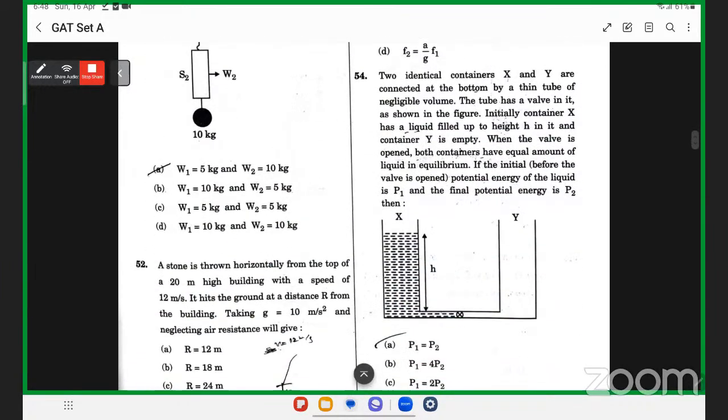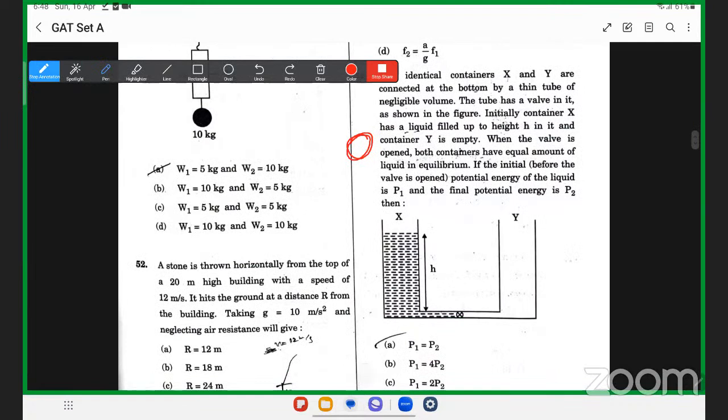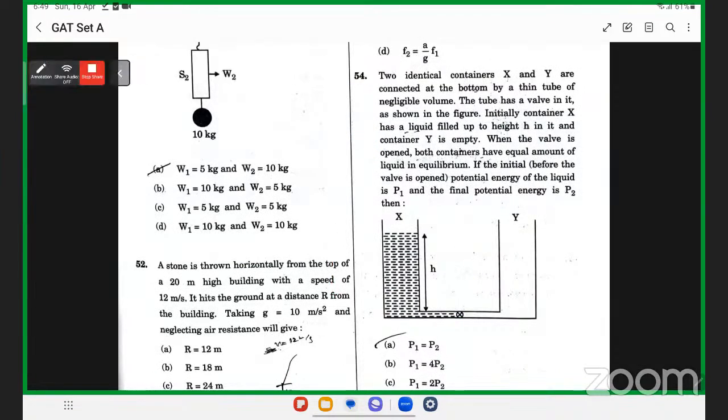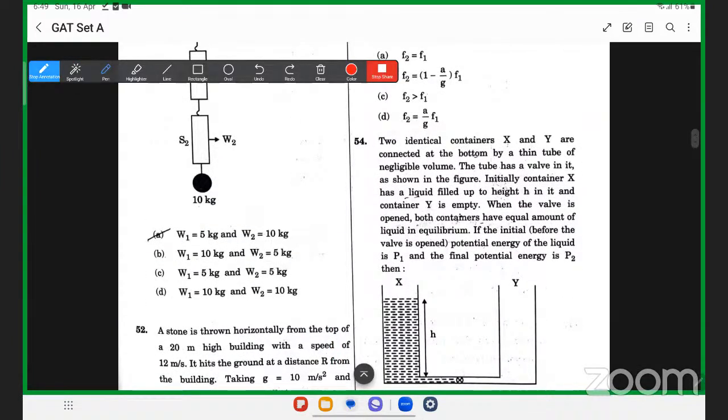नेक्स्ट देखते हैं, 54. Two identical containers X and Y are connected at the bottom by a thin tube of negligible volume. The tube has a valve in it as shown in figure. Initially X has liquid in it and container Y is empty. When the valve is open, both containers have equal amount of liquid in equilibrium.